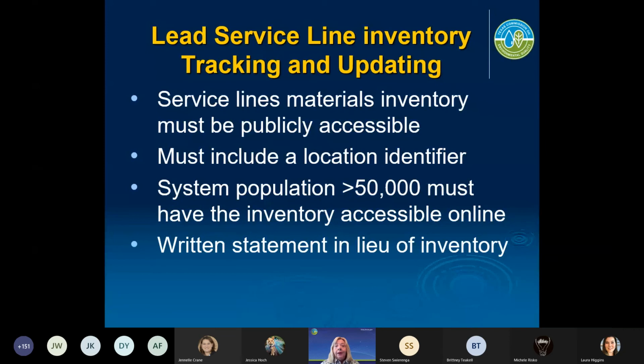If you don't have any lead service lines, there is a provision in the regulation that you can prepare a written statement in lieu of the inventory. And there are requirements for that statement that indicate where you looked and certification that you don't have any lead service lines in your system.